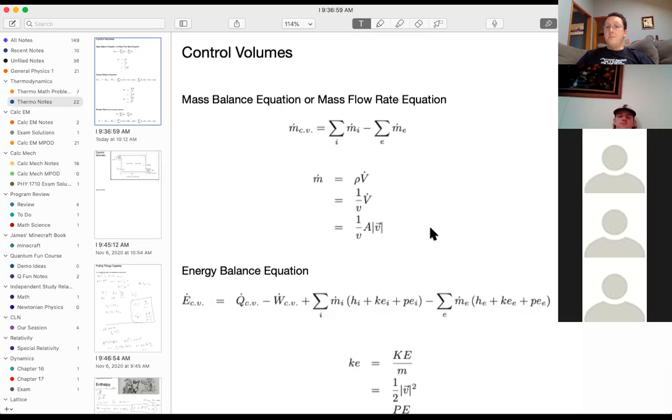So there are a lot of v's floating around here, so as usual, I try to be careful. Lowercase v by itself is going to be specific volume. Capital V is extensive volume. And a lowercase v with a vector and a magnitude, we're talking about speed there. So just be really careful. You can't equivocate. You just got to watch the labels.